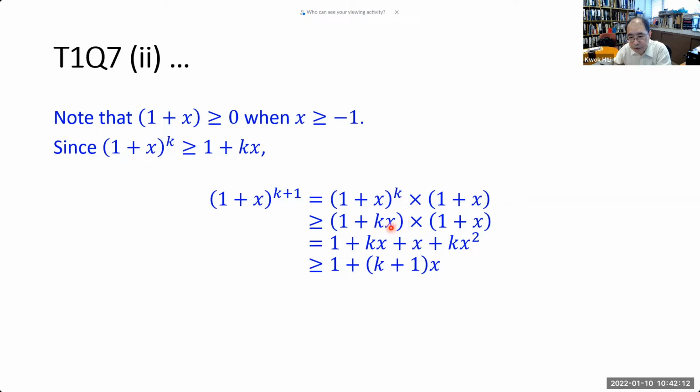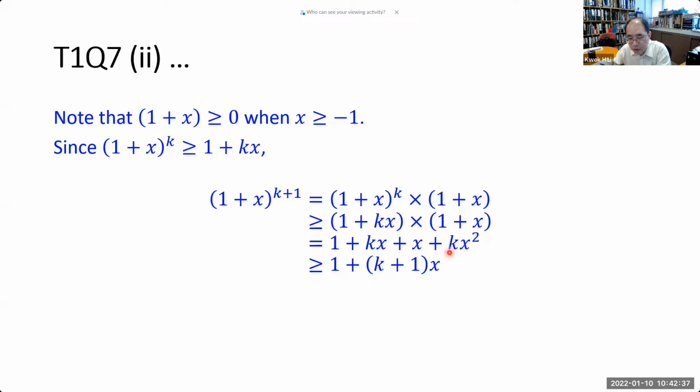So you have 1 plus kx, and you have 1 plus x. You expand it and you get 4 terms. 1 times 1 is 1, 1 times kx is kx, 1 times x is x, and kx times x is kx squared. So you have 4 terms here.